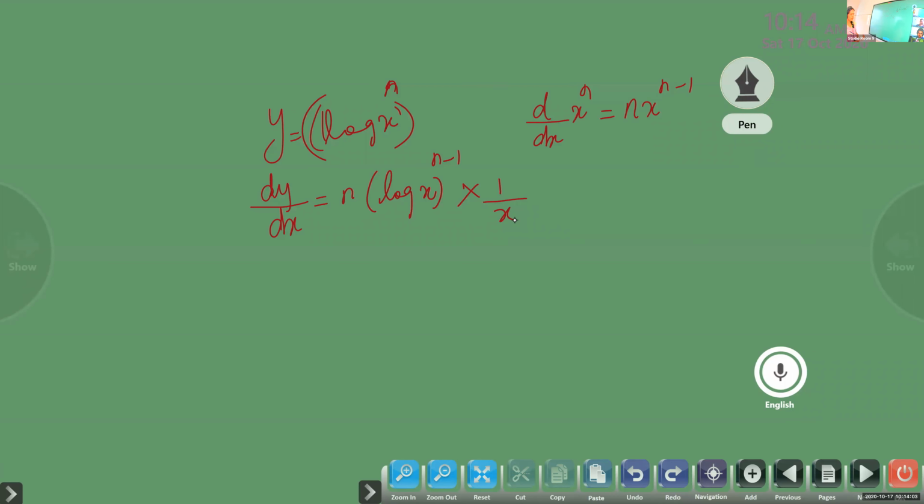Okay, check your answers, children. Many of you made a mistake in this one. This is the same as n into log x raised to n minus 1, into 1 by x. Note it down, and next time you shouldn't repeat this mistake. Try to score the full marks. And the remaining are all okay.